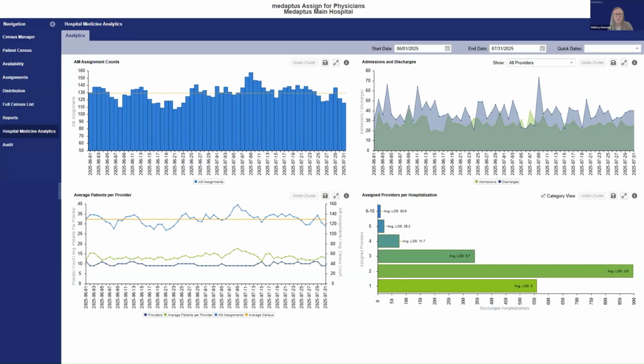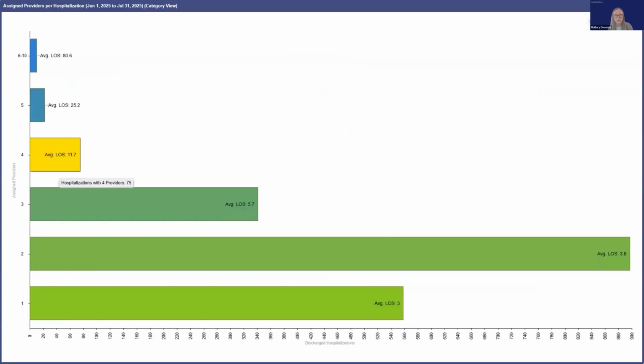Great, thank you. And this last chart, the assigned providers per hospitalization, focuses on continuity of care. So that's how many unique providers a patient is seeing during their stay. That consistency impacts communication, satisfaction, and overall outcomes. So it's a helpful view of patient-provider stability. Jacqueline, I'll let you go ahead and speak in more detail here.